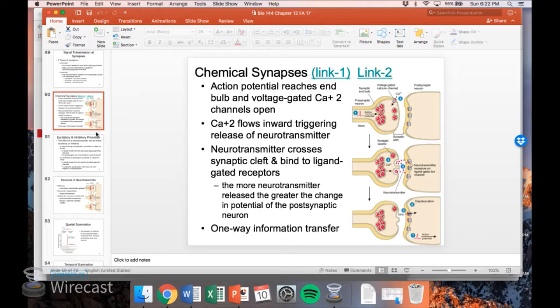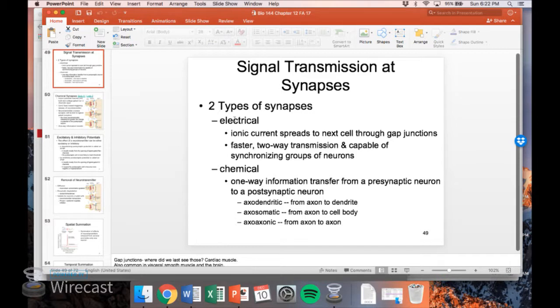So there's two different ways that we can get information from one neuron to another. One way is electrical information. And we talked about this with cardiac cells and with some neuronal cells where we have gap junctions. And the ionic current can just spread directly from one cell to another. The other type of information that we mostly focused on is chemical synapse, which is the way that we get information from a presynaptic to a postsynaptic neuron.